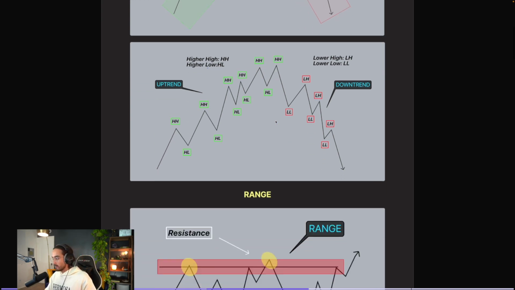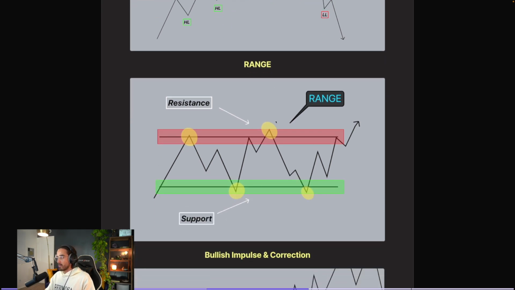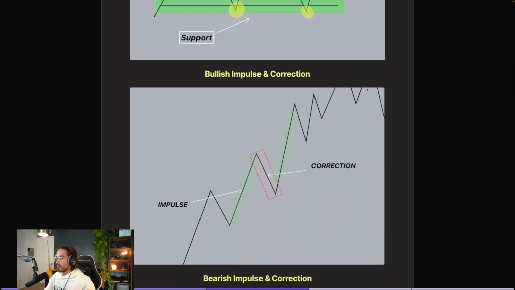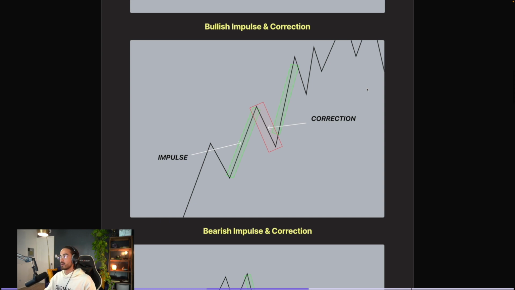Okay. Now, in market structure, we also have our ranges, which is basically just having a resistance level and a support level and having price bounce in between those levels and not being able to break out of those levels. Okay. Now, we also have to consider our impulse and correctional moves.